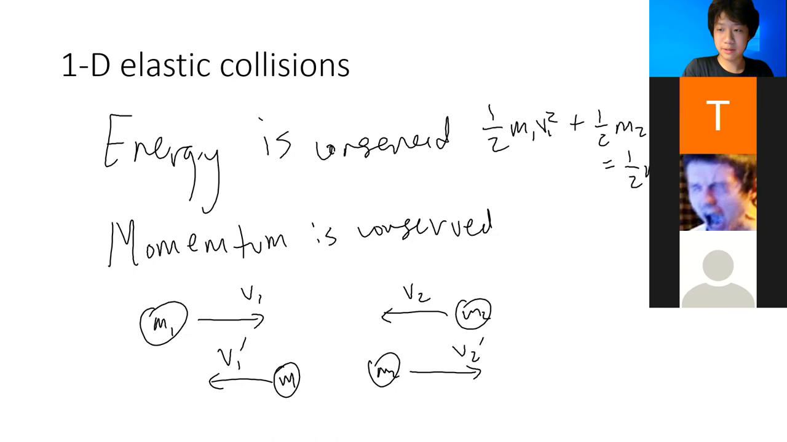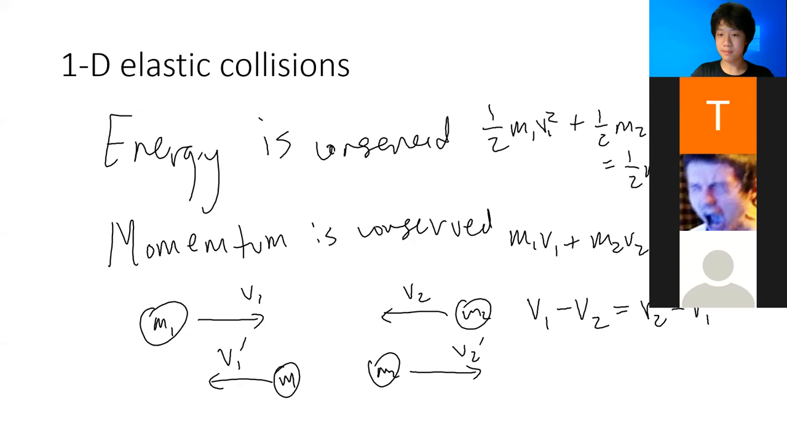Okay, so first of all, energy is conserved. And the second equation we can make is that momentum is conserved. M1 V1 plus M2 V2 equals M1 V1 prime plus M2 V2 prime. So those are two equations we can use to problem solve. And there's one last equation that's really special to a 1D elastic collision. What's really special about this is that V1 minus V2 equals V2 prime minus V1 prime in a 1D elastic collision.